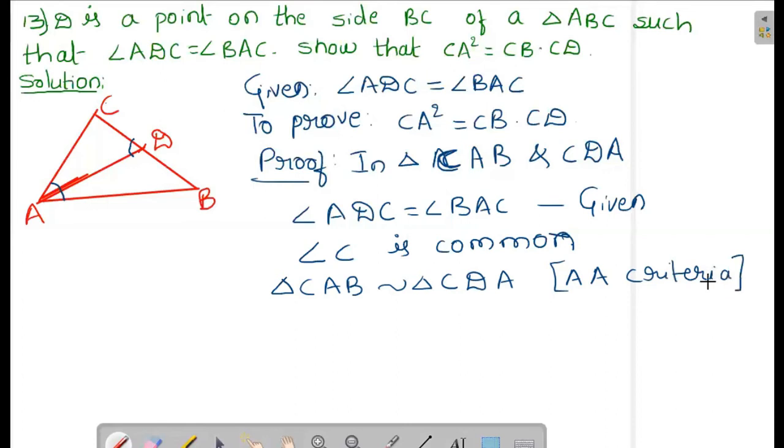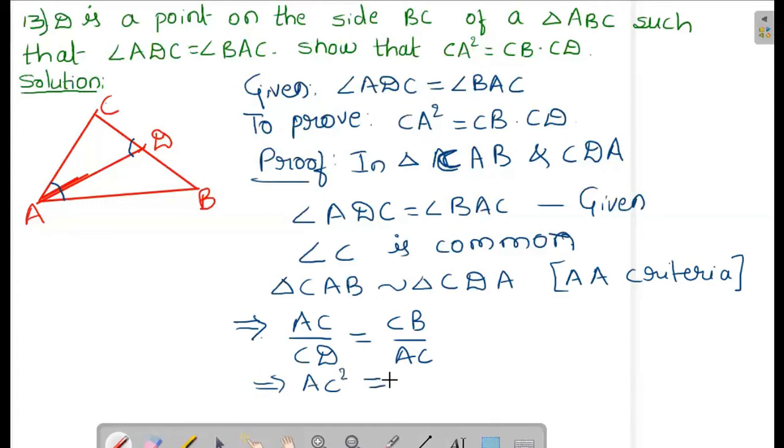So if these two are similar, then their sides are proportional. By AA criteria, we can write AC, corresponding sides you have to take, by CD is equal to BC, or CB by CA or AC. Both are same. This implies AC square is equal to CB into CD. Hence the proof.